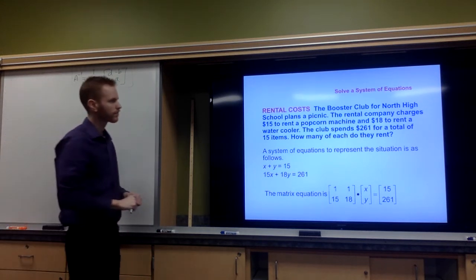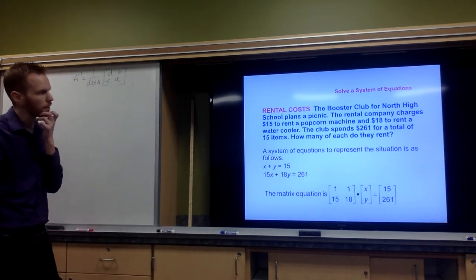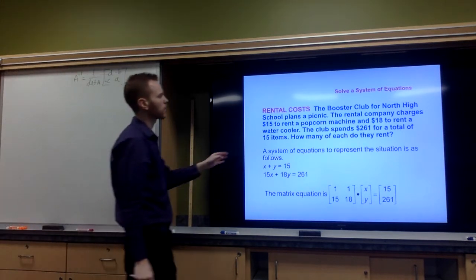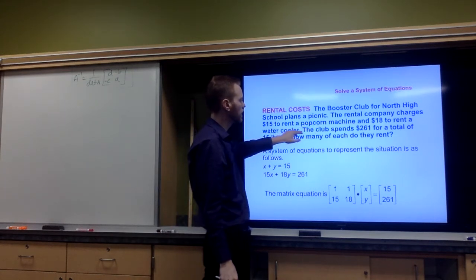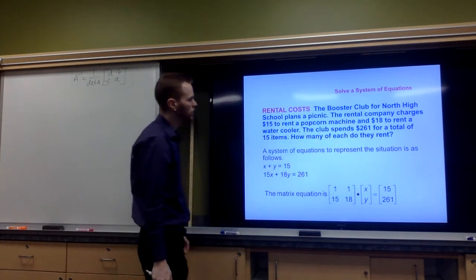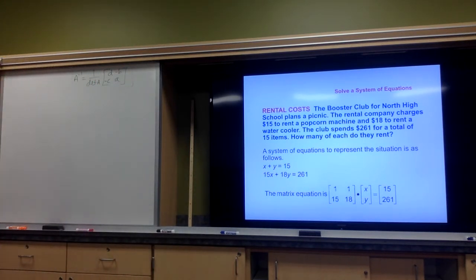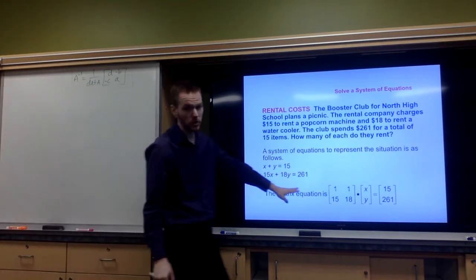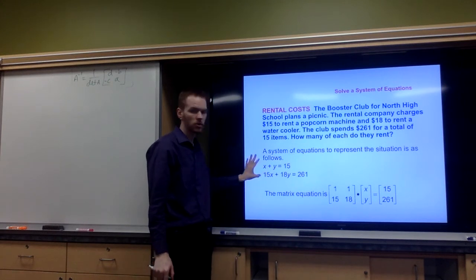Rental costs. The Booster Club for North High School plans a picnic. The rental company charges $15 to rent a popcorn machine, $18 to rent a water cooler. The club spends $261 for a total of 15 items. How many of each do they rent? Now, I would not think of matrices right off the bat. Go back to the beginning of the year where we start talking about a system.